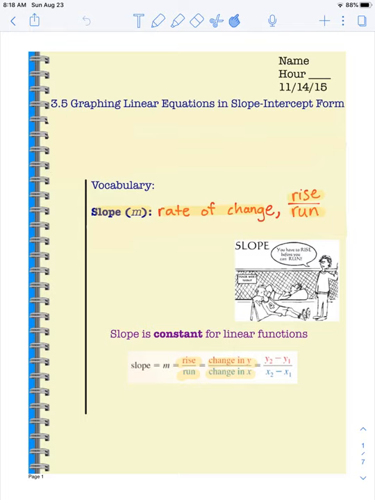So there's actually a formula that we can use to find slope. That formula is right here. Slope is also known as m. You may have seen this in our linear equation model, y equals mx plus b. So the number that multiplies by x is the slope. That's the constant for linear functions.